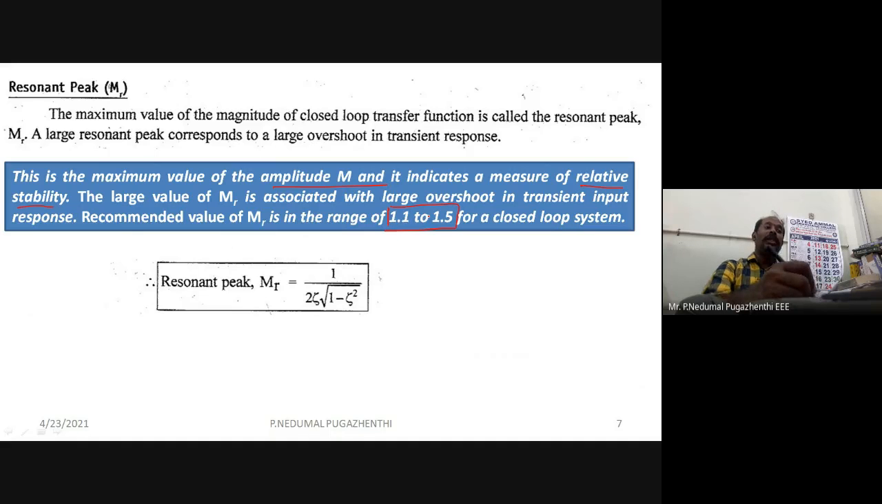We mostly derived this formula for a second order system, most probably for a sinusoidal input. So this is the resonant peak formula: MR is equal to 1 by 2 zeta square root of 1 minus zeta squared. If people remember, I can write MP is equal to e power minus zeta pi divided.